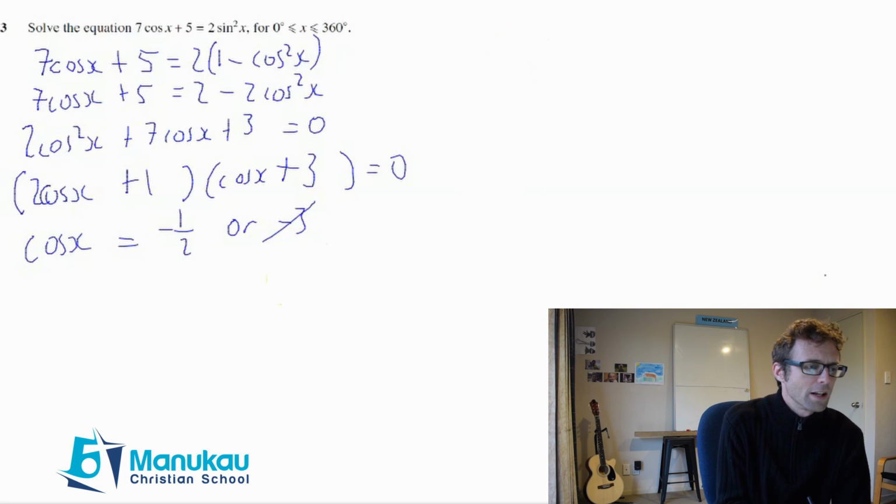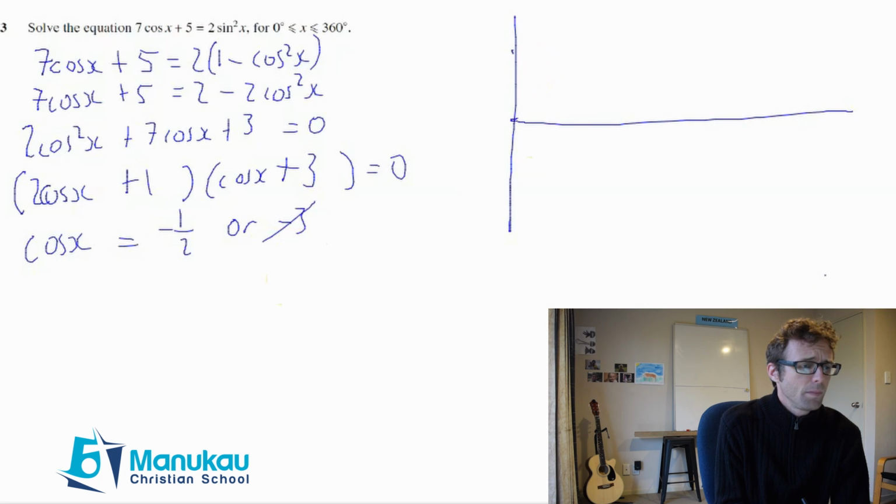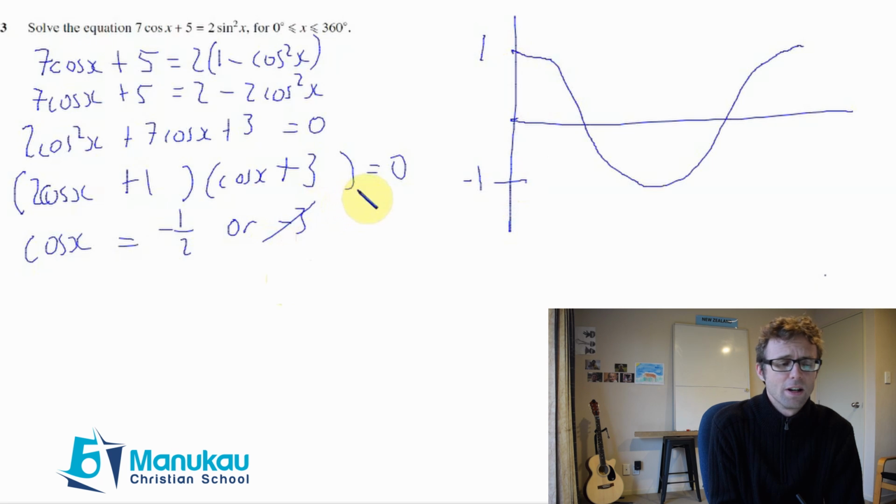You know your cosine graph looks something like this, and it goes from a high of 1 to a low of minus 1. So this value is impossible, it's undefined, so we're going to ignore that. We're going to deal with this other one here. I'm just going to pop in my values into my cosine graph here: 90, 270, and this one here is 360.